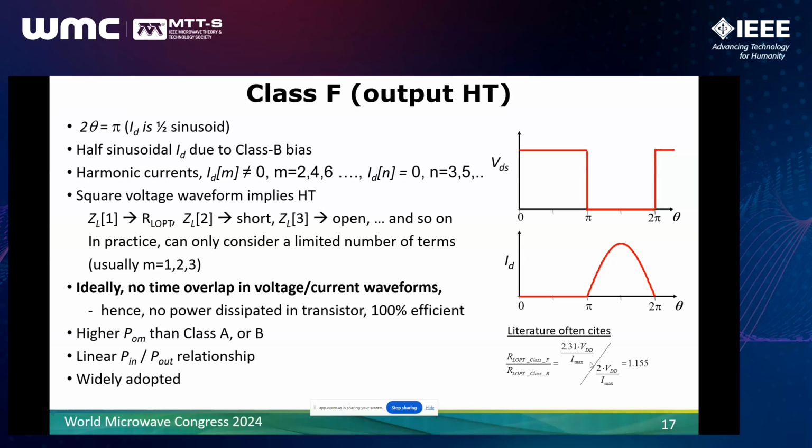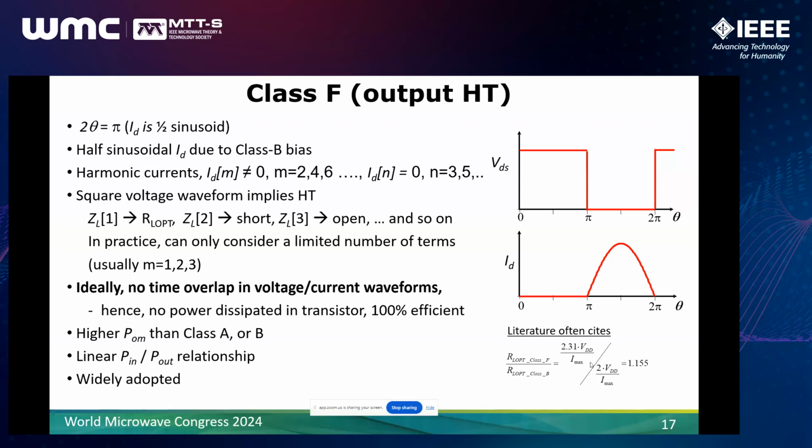So the harmonic components of the current, there's current components present at the fundamental, second, fourth, and even terms. All of the odd harmonics in the current are 0. So we can approximate a square waveform in the voltage domain with the appropriate terminations on the intrinsic device, being a real impedance at the fundamental. We short the evens, open the odds, and as we account for more and more harmonics, our approximation of a square waveform becomes better and better and better.